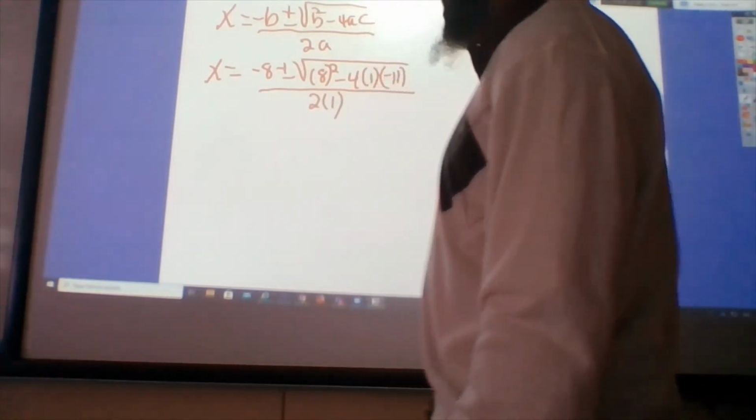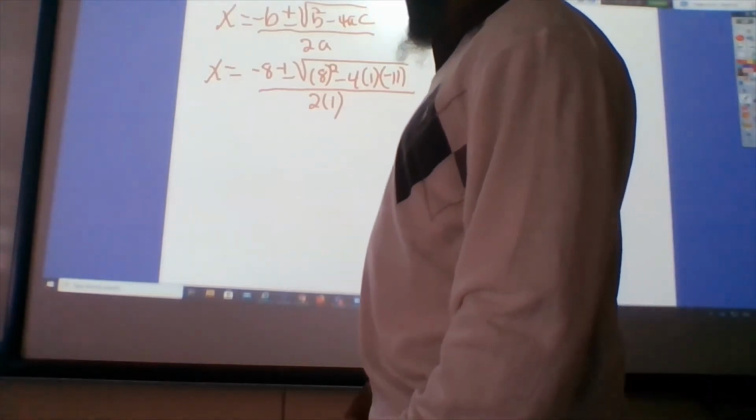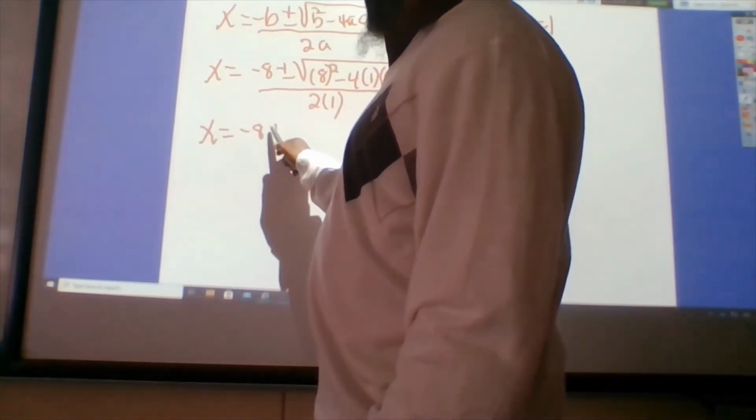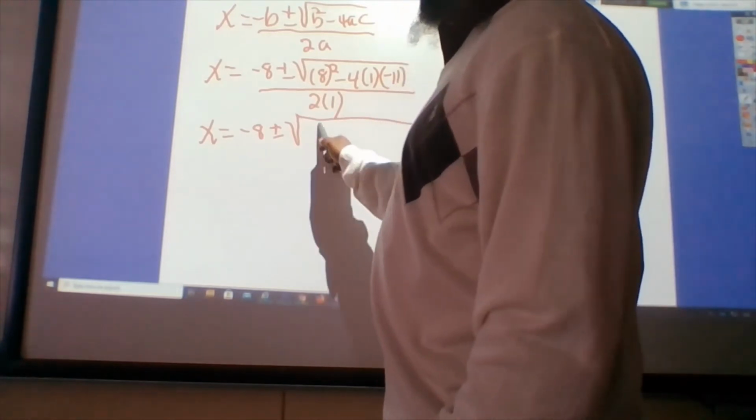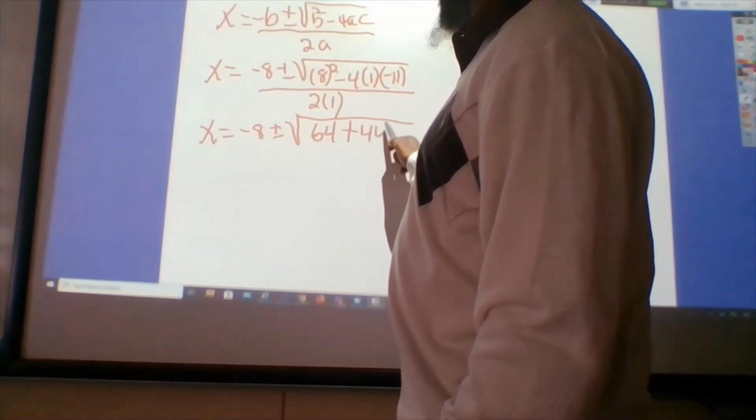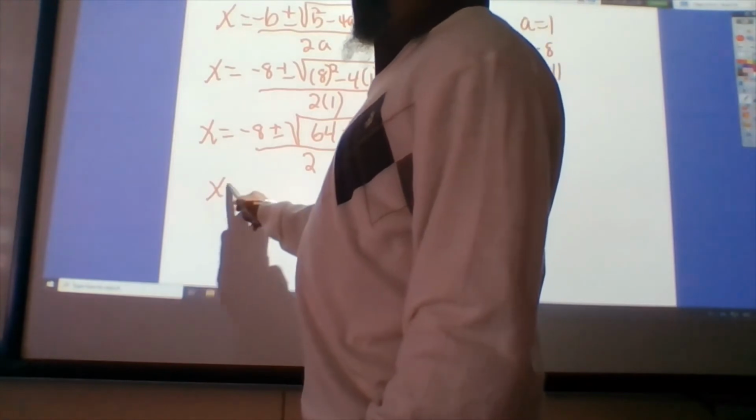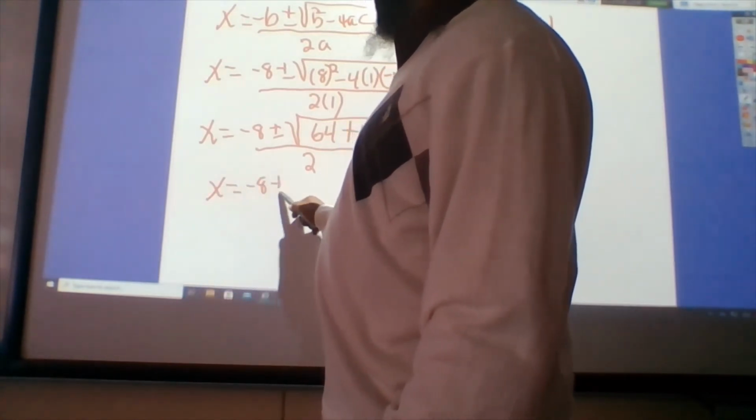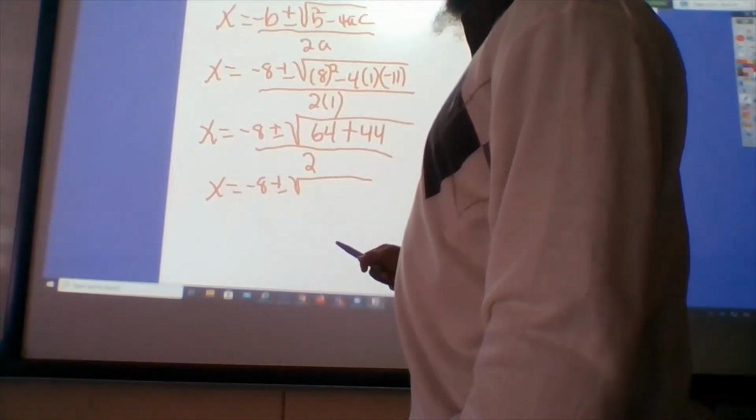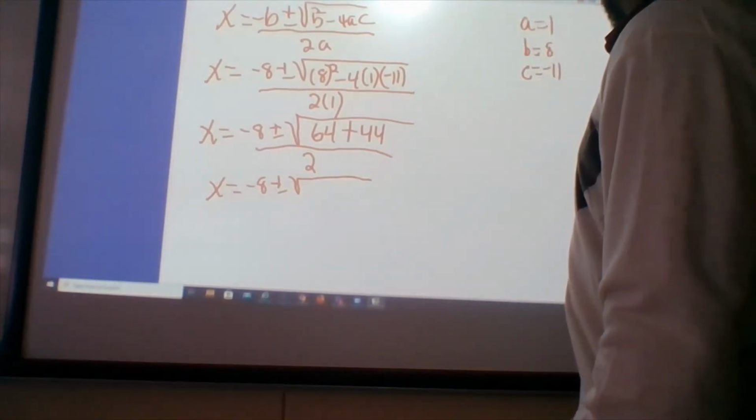So you will have 64 plus 44. You would have 2 negatives, that should be positive. Then you will have x equal minus 8 plus or minus root of, what is 64 plus 44? That will be 108. Let's confirm that. 64 plus 44 is 108. So we have to verify that. So everything is over 2. Now you have x equals minus 8 over 2 plus or minus.